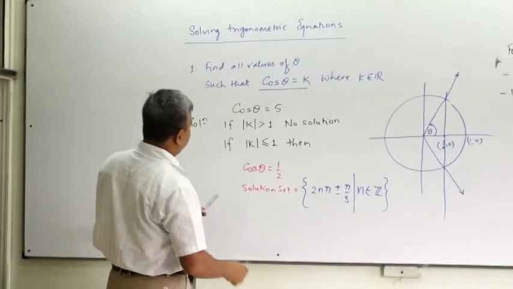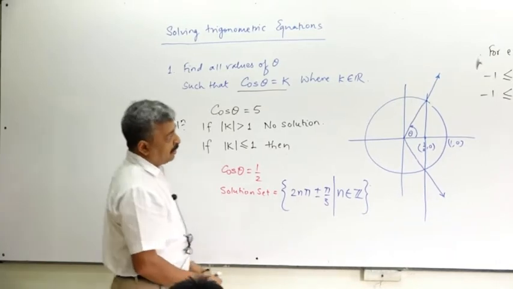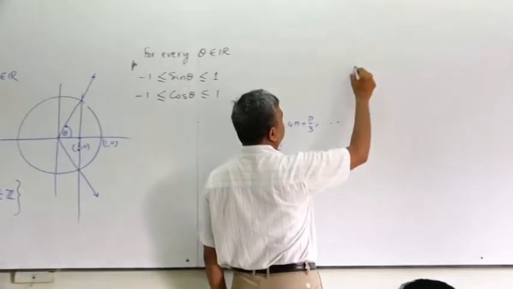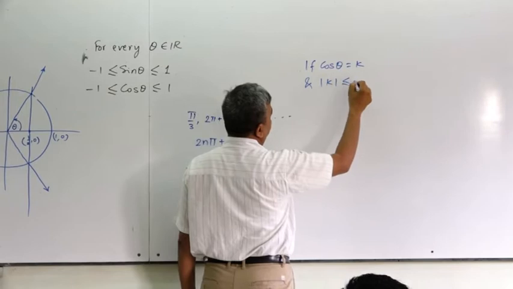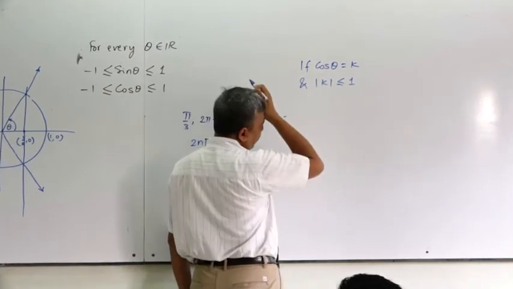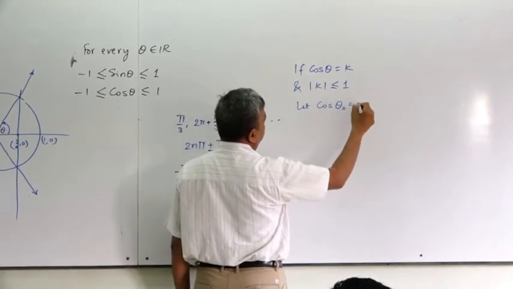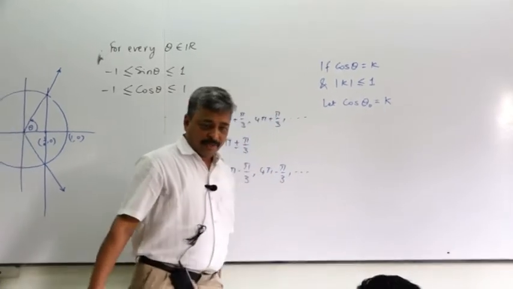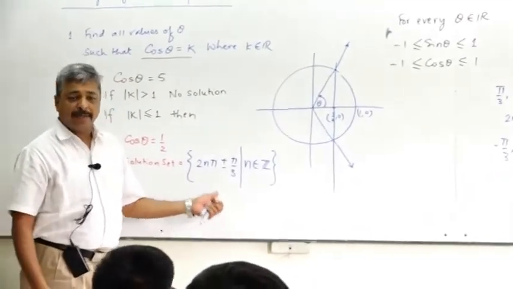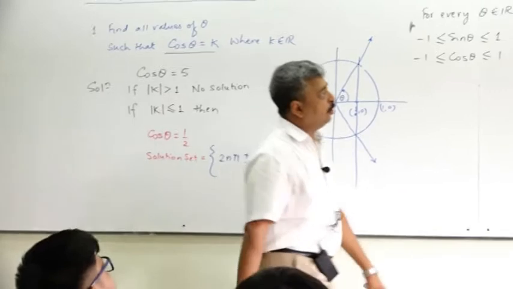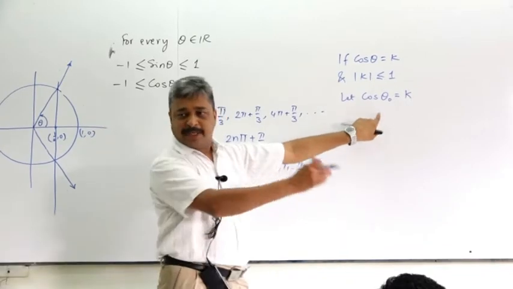And now suppose in general I say cos theta is equal to k and mod k is less than or equal to 1, then what are we supposed to write? Let cos theta naught is equal to k. Let theta naught be any value which will give me cos theta naught is equal to k, where in this case it is pi by 3. It was simple. But suppose some odd value of k is given to you which is not a good angle. So we will say there will exist an angle.